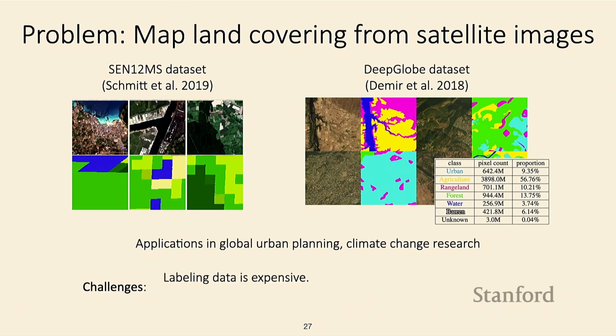And so labeling data is really expensive. And different regions look different and have different land use proportions. And so this means that if you train a model on one part of the world and then try to apply that model to other parts of the world, it may not generalize well to all parts of the world.